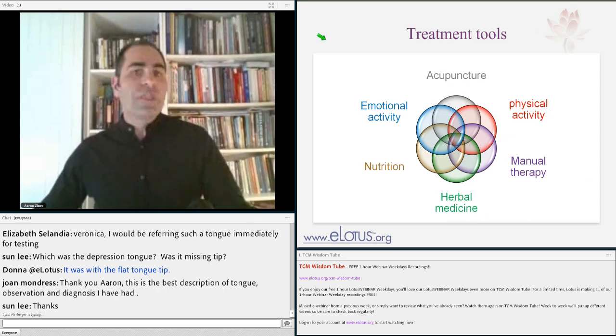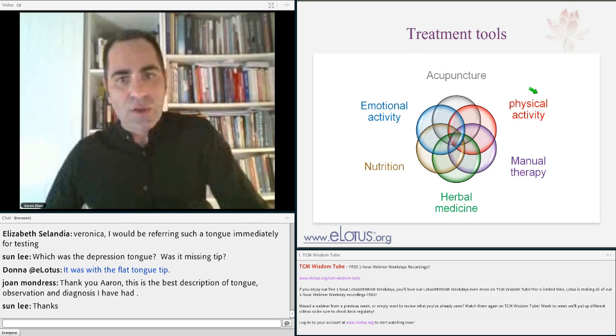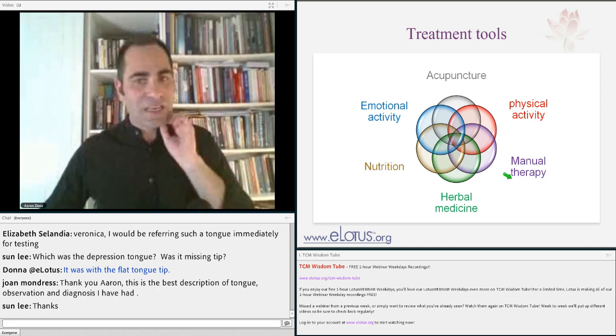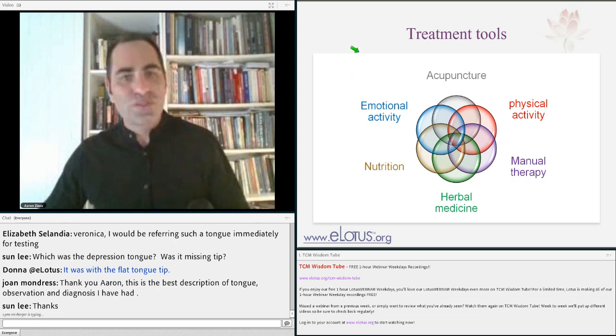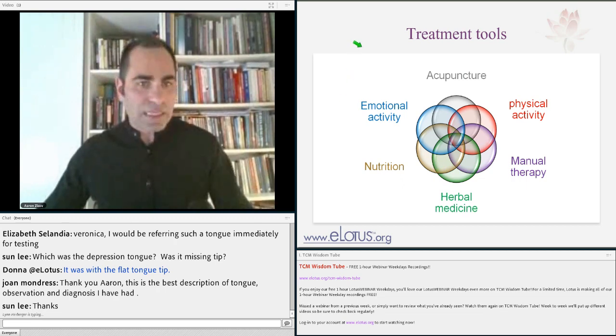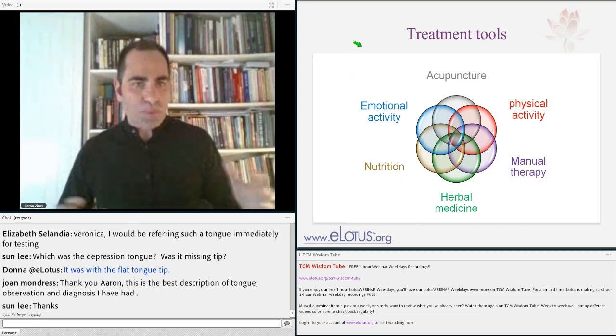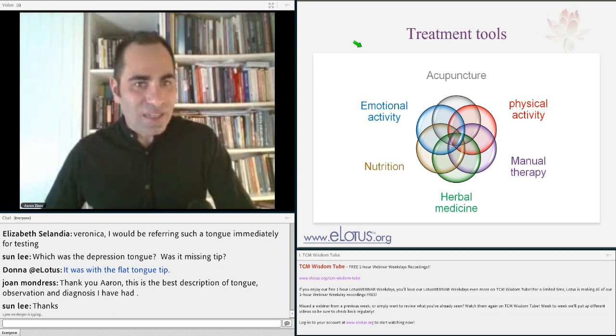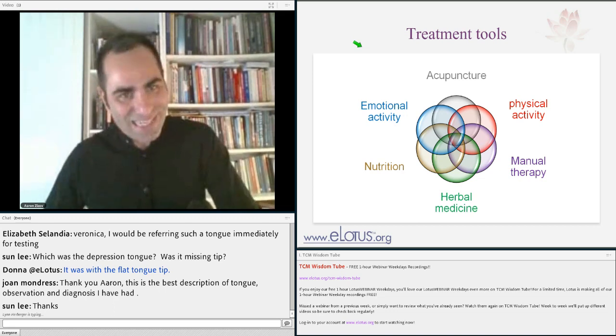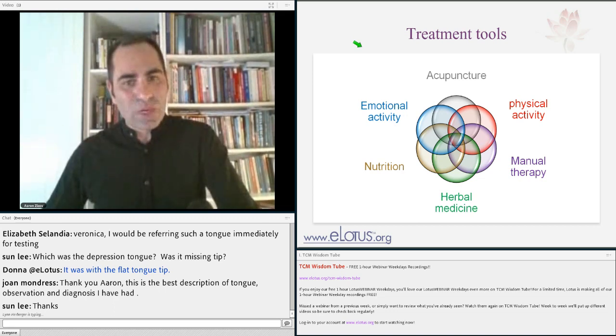recommend. So basically, with the tools that we have, we can recommend acupuncture or physical activity, manual therapy or herbal medicine, nutrition or emotional activity. All these basically give us the opportunity to help to heal the person, or to help the person to heal itself. Okay, so we'll consider every one of you with the tools that you have.